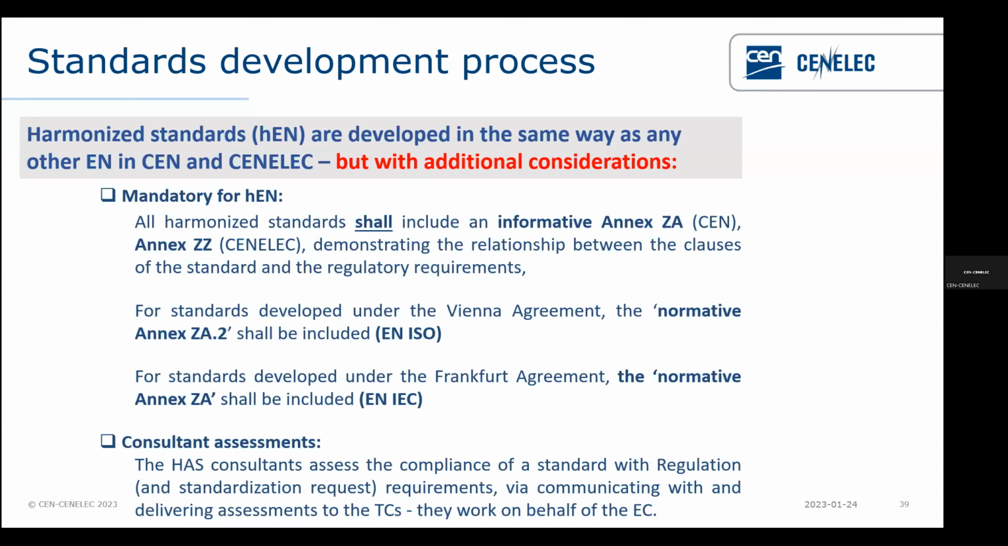In addition, when developing harmonized standards under the Vienna Agreement or Frankfurt Agreement, the normative annexes should be included in Table 2 of the Annex ZA for EN ISO standard, and for EN IEC standard, the normative annexes are to be included in the Annex ZA. This was previously just mentioned by my colleague Frederic. These normative annexes are dating the undated normative reference of the international standards.